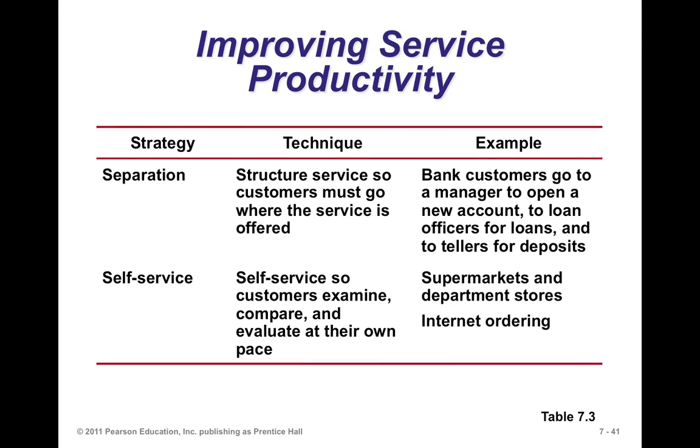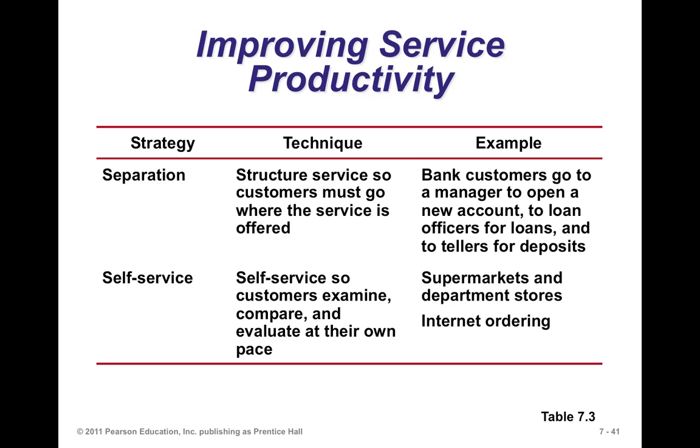How can we improve productivity in services? Well, a couple of things will allow us to do this. Separation is one strategy. Can we separate parts of the services and have them perhaps even done in parallel or made offline? So structured services, where customers must go where the service is actually offered. Bank customers go to the manager to open a new account, to loan officers for loans, and to tellers for deposits. So you could do some separation, kind of like a division of labor concept.